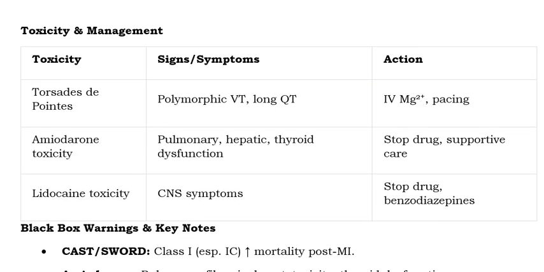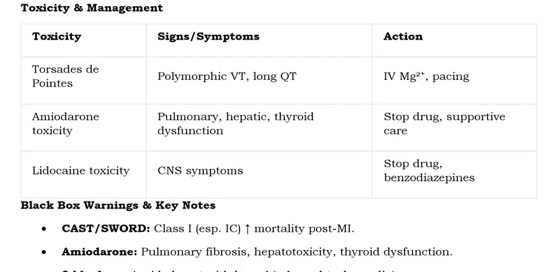Okay, torsades de pointes. We see that polymorphic VT, the long QT management: 4 grams of magnesium sulfate, maybe pacing. Amiodarone toxicity. Think lungs, liver, thyroid problems. Main thing is stop the drug, supportive care, maybe steroids for inflammation. Lidocaine toxicity. Usually CNS stuff, confusion, tremors, seizures. Stop the infusion, give benzos like diazepam or lorazepam if they're seizing. Okay, clear plans. We're near the end.